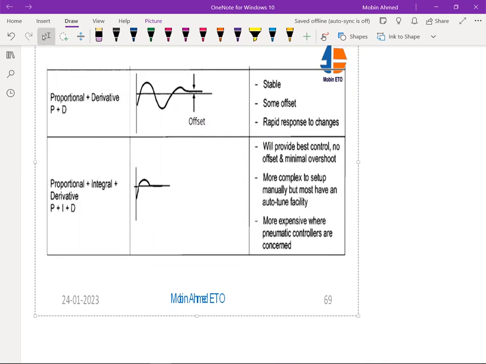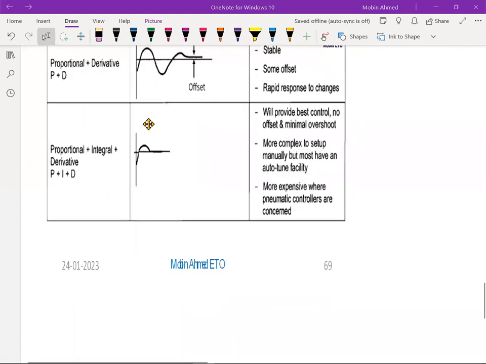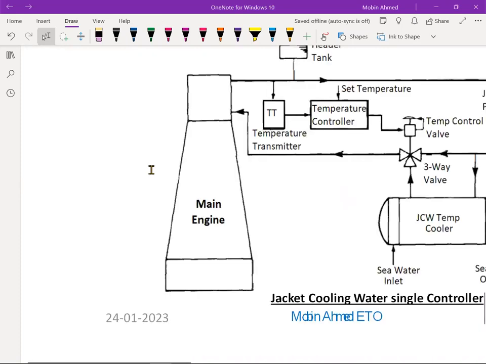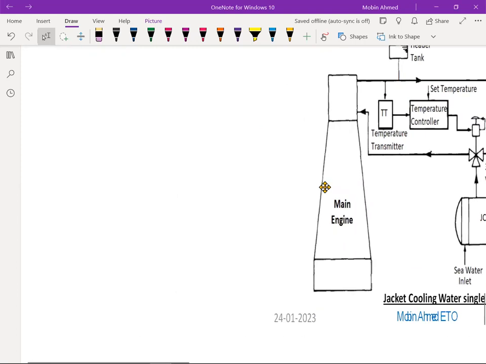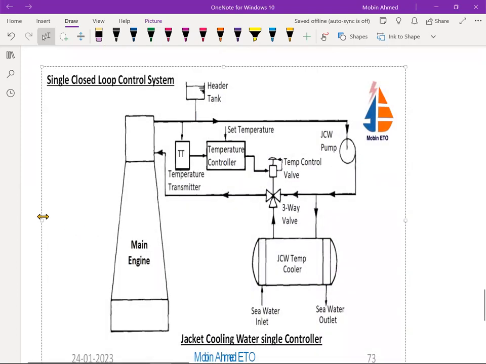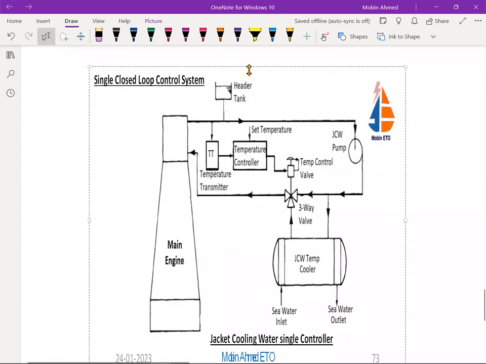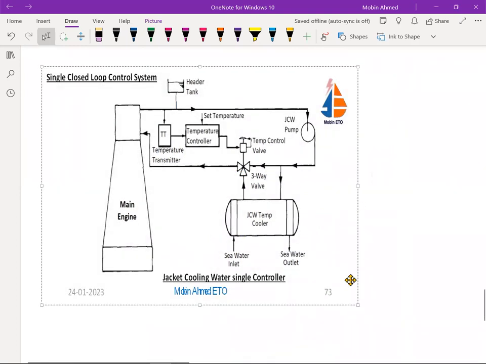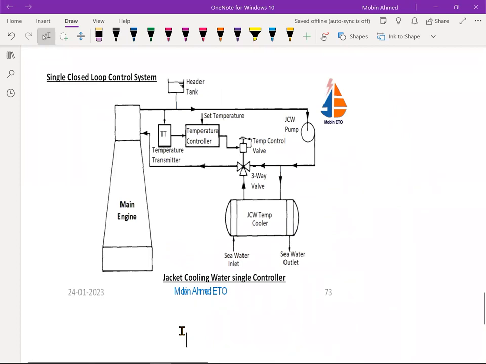Now, let's see one more single closed loop control system. Single closed loop control system we'll see today. One more control system. So this is a single closed loop control system. And in this one, we are going to have a jacket cooling water single controller. It is a single controller.